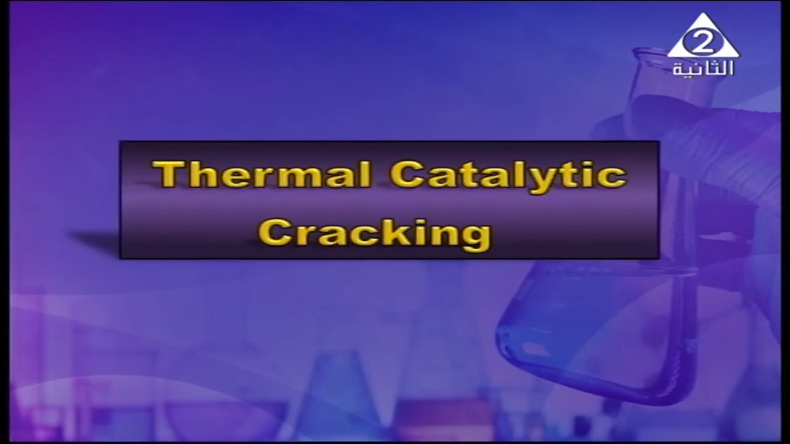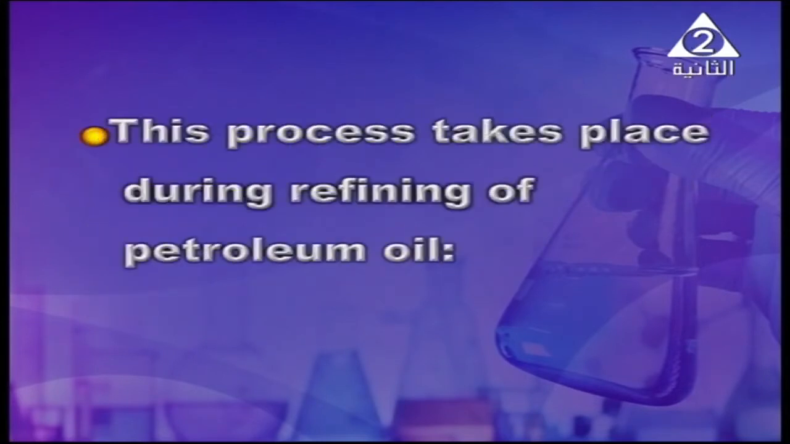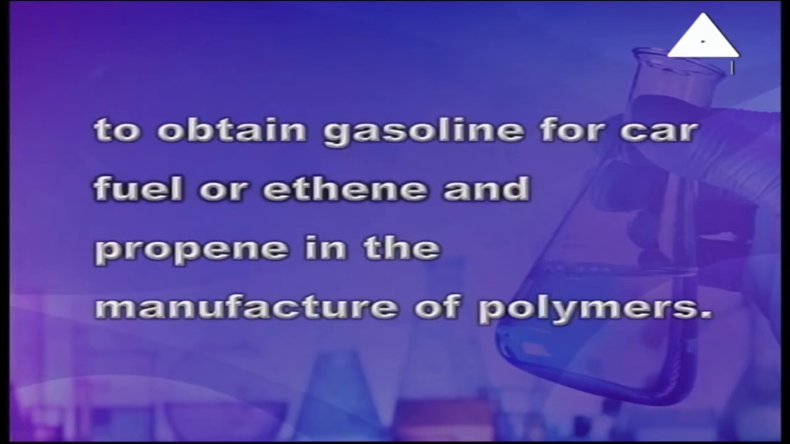Now, my dear student, we are going to discuss thermal catalytic cracking. It is converting the heavy long petroleum chain to lighter short chain products. This process takes place during refining of petroleum oil to obtain gasoline for car fuel, or ethene and propene in the manufacture of polymers.